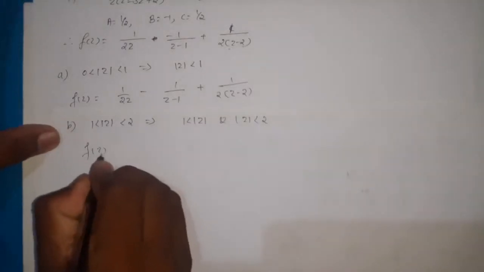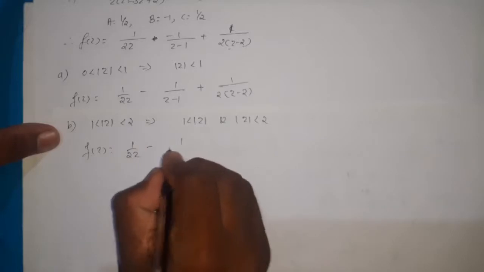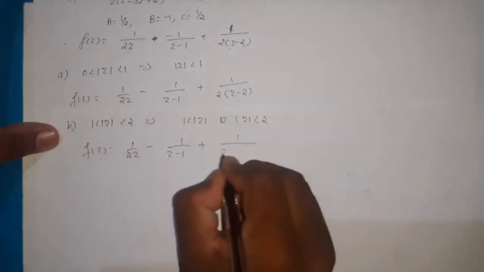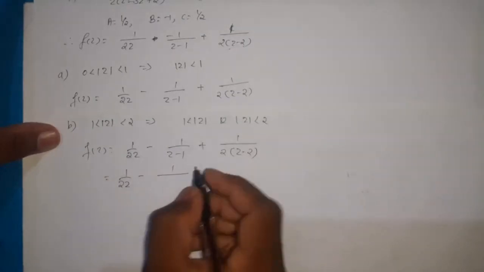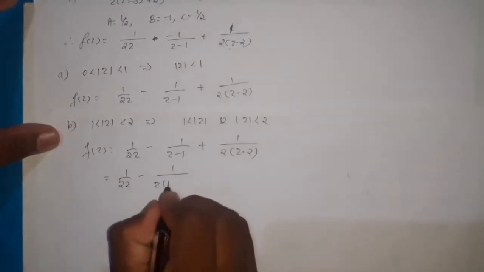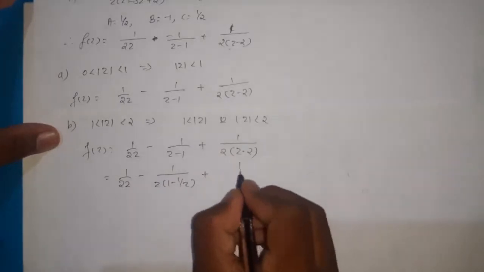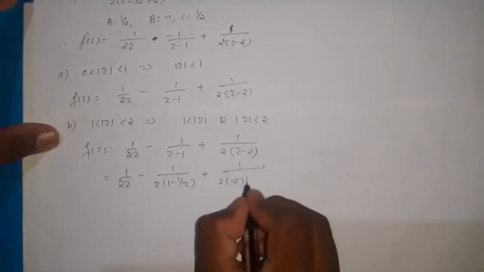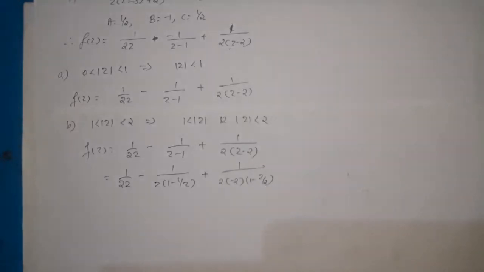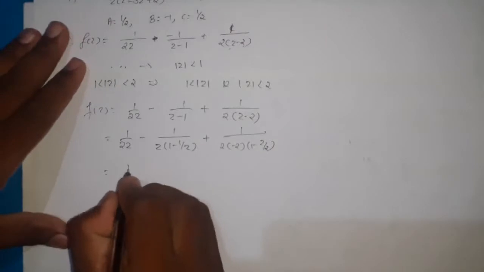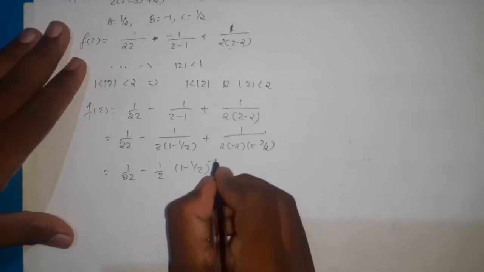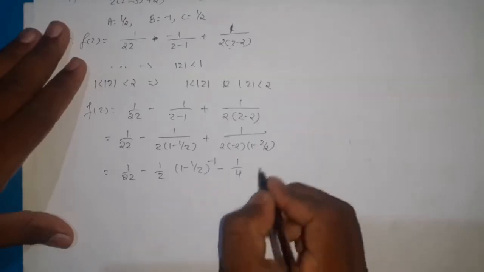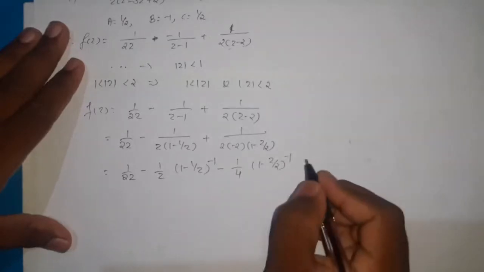So therefore f of z equal to 1 by 2z minus 1 by (z minus 1) plus 1 by 2 into (z minus 2). So 1 by 2z minus 1 divided by, here z is greater, so therefore z into (1 minus 1 by z), plus 2 is greater, so 2 into minus (2 minus z)... that is, 1 minus z by 2. Then it is equal to 1 by 2z minus 1 by z into (1 minus 1 by z) whole power minus 1 minus 1 by 4 into (1 minus z by 2) whole power minus 1.